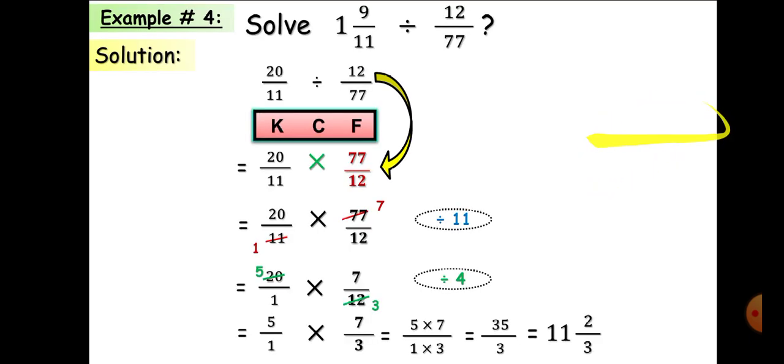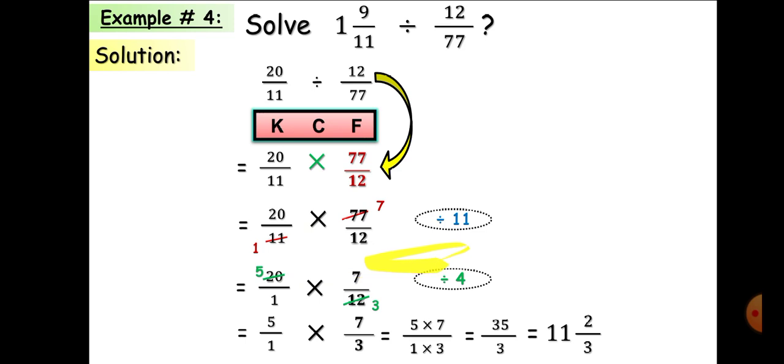You have to solve 1 whole 9 over 11 divided by 12 over 77. First of all, change this mixed number into an improper fraction. 11 times 1 plus 9 equals 20 over 11, divided by 12 over 77. Then apply the KCF method. Keep the first fraction the same, change the division sign to a multiplication sign, then flip 12 over 77 into 77 over 12.